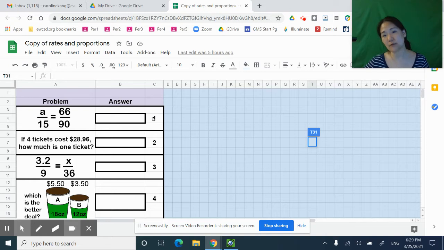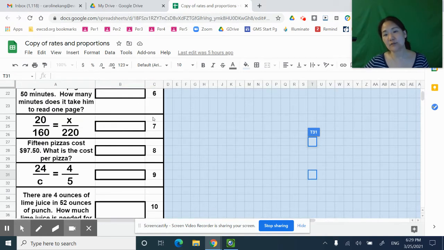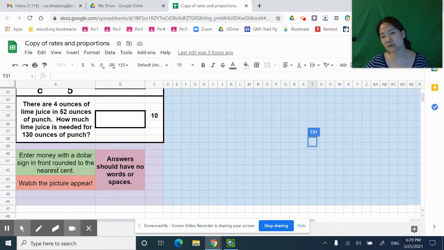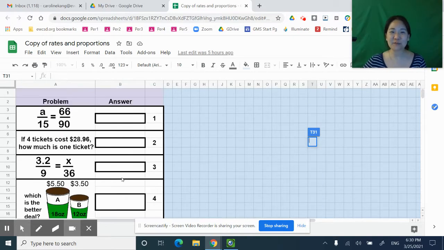So here's the problem number 1 through 10, and if you look at the very bottom, it has a couple instructions. It says enter money with the dollar sign in front, round it to the nearest cent. That means round it to the nearest hundredths. And also watch the picture appear. If the picture doesn't appear, that means your answer is not correct. It also says answers should have no words or spaces, only numbers or letters. So with that, let's go ahead and start with the first one.